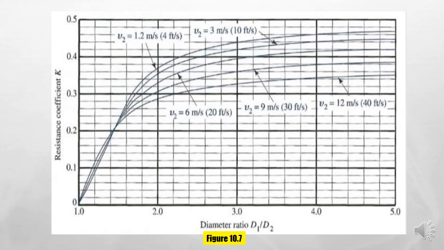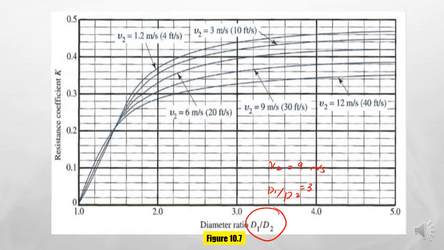And again, if you don't want to use the table, you can also use the figure. The x-axis is still the D1 divided by D2 ratio. And then you have to choose what your V2 is, and just match it with a point. So let's try, for example, D1 over D2 equals 3, and your V2 equals 9 meters per second.